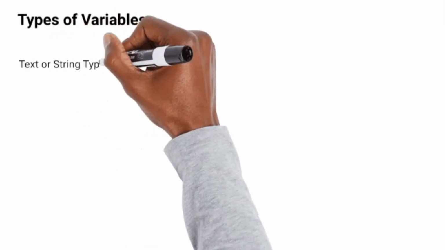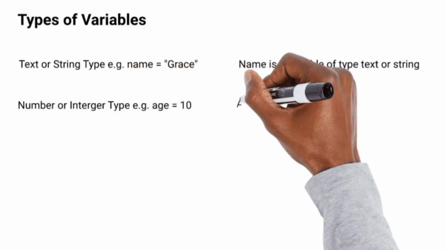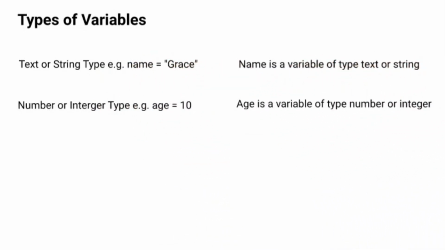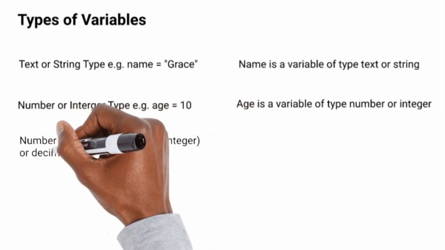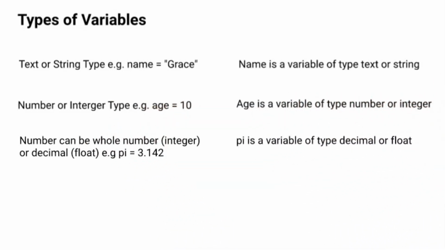So the first one is text or string. Just imagine that you want to store your name in the computer memory. That variable is a string, because it's a string of letters. But if you want to store your age, that is a number. So we have two types of variables. One is text or string, another one is number. And that number can either be a whole number, which is 1, 2, 3, 4, 5, 6, 7, 8, 9, 10, or it might be a decimal, maybe 1.1, 2.1, or for example pi, which is 3.142.